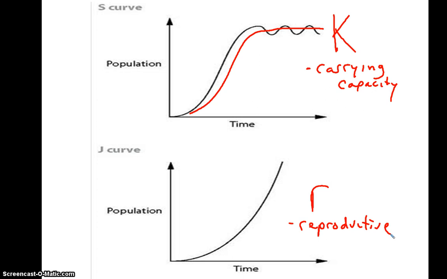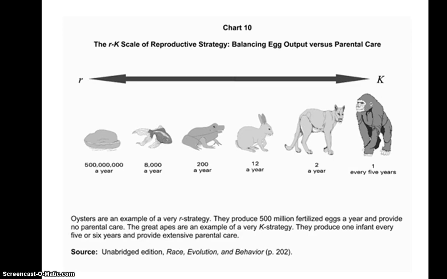So the two strategies we're going to compare and contrast are the K versus the R strategists. Here's a continuum, and that's what it is. There's no one animal that's one or the other, but they fall along the continuum. If you look at the far left, oysters are an example that is used quite a bit. They can produce 500 million fertilized eggs a year. But of those 500 million, relatively few, less than 1%, will actually grow to adulthood.